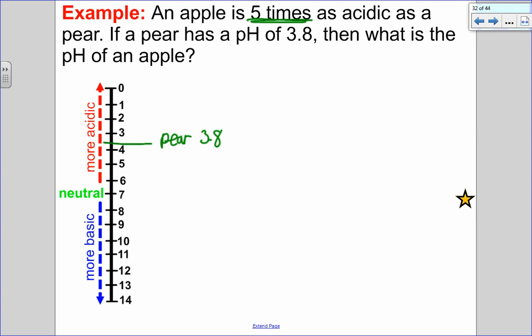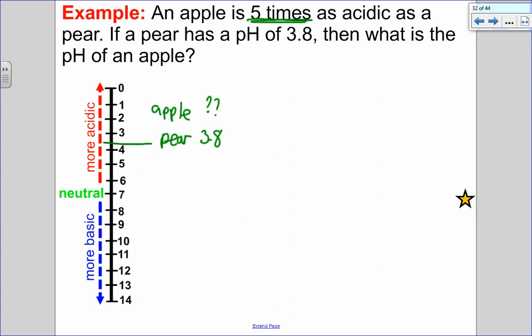So since it's only 5 times as acidic, I know that those numbers are going to be pretty close together, less than 1 unit apart. So somewhere in between 2.8 and 3.8, because they're less than a unit apart, is going to be the apple pH. So I know it's a smaller number because remember, the smaller the number, the more acidic it is.